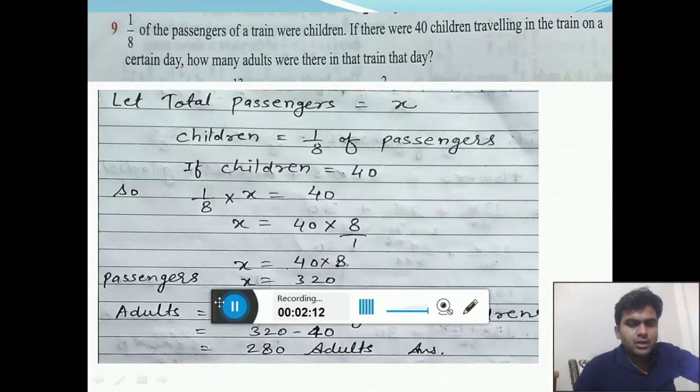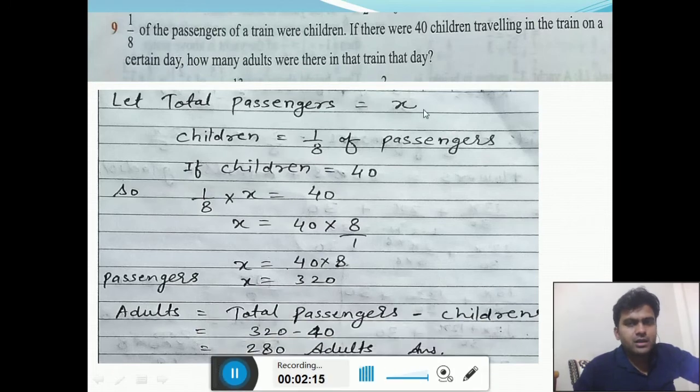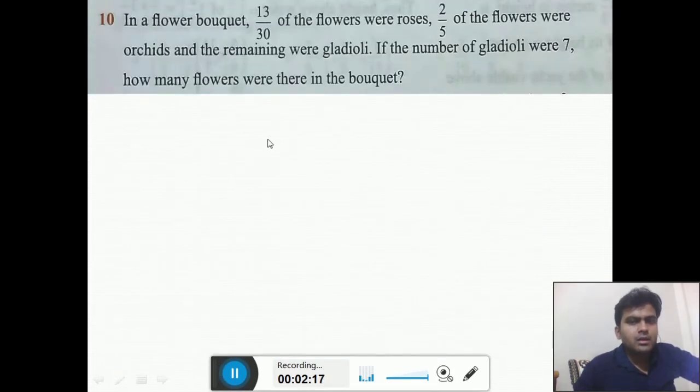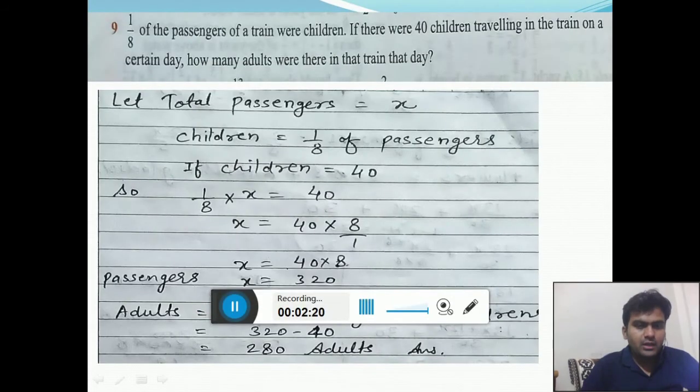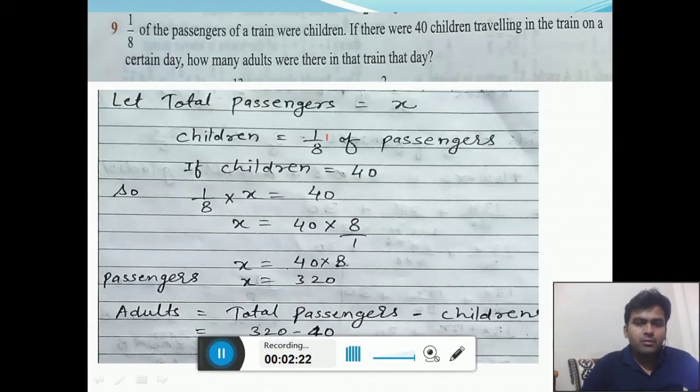Passengers, so the total passengers we assumed here X, and the children are 1 upon 8 of the passengers. So if the children are 40, so number of children we already given 40. So we can write 1 upon 8 of X is equals to what? 40. So from here we can get the value of X. 40 into 8 equals to 320.